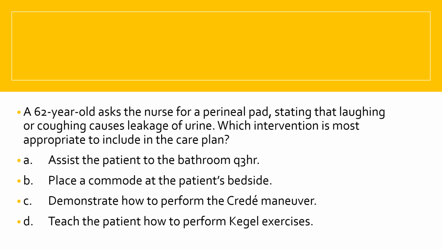Next question. A 62-year-old asks a nurse for a perineal pad, stating that laughing or coughing causes leakage of urine. Which intervention is most appropriate to include in the care plan? So do your ABCD again. A, assist the patient to the bathroom every 3 hours. B, place a commode at the patient's bedside. C, demonstrate how to perform the Crede maneuver. Or D, teach the patient how to perform Kegel exercises.